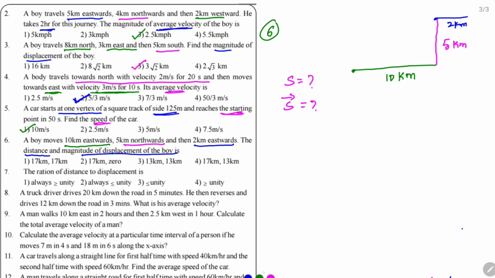So, first tell me the distance. It is very simple. Distance means blindly you can add all the things. So which is 10 plus 5 plus 2, right, which is 17 kilometers.